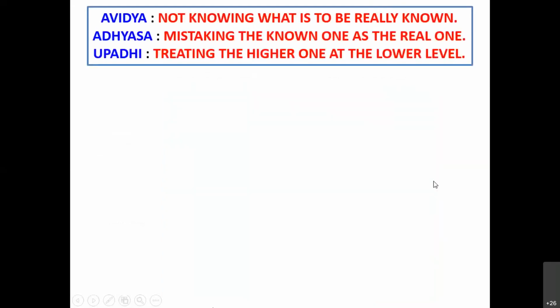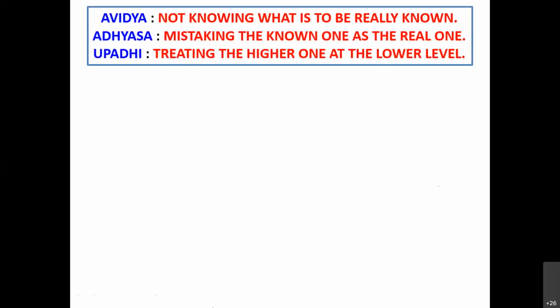What is avidya? Not knowing what is to be really known. What has to be really known? Initially, body has to be known. Later on, mind has to be known. Later on, soul has to be known. These are the 3 things which have to be known for any individual.